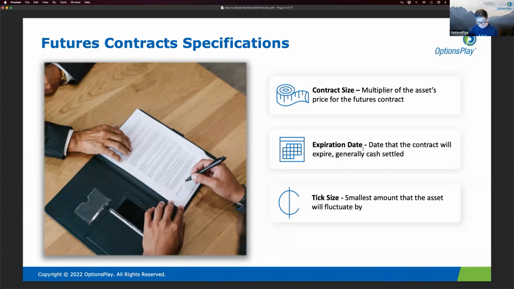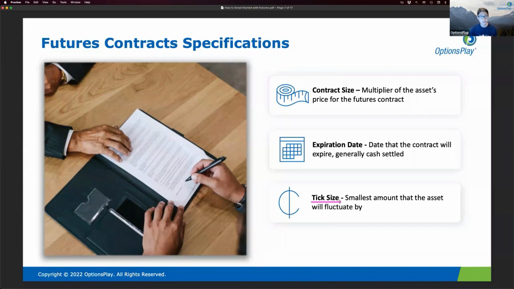And lastly, tick size. Futures contracts also specify the smallest amount that the asset price will fluctuate by, and different products have different tick sizes. You'd be surprised at just how different the tick sizes are for different products. Some trade at a quarter of a penny, some trade at a penny, some trade at 1/2 of 1/32. They're all over the place with respect to traditional futures. The small exchange has also standardized this.